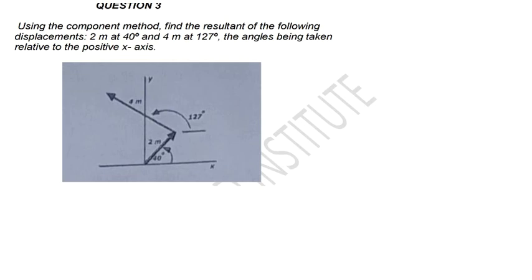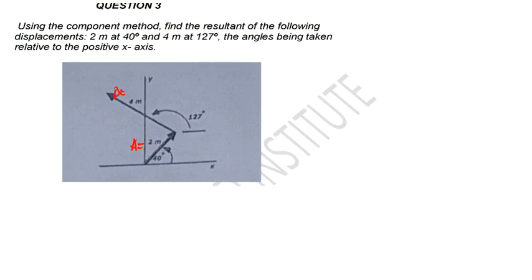We are going to name this as vector A, this as vector B. As simple as that. So we need to resolve each vector into x and y components. Let's start with A.